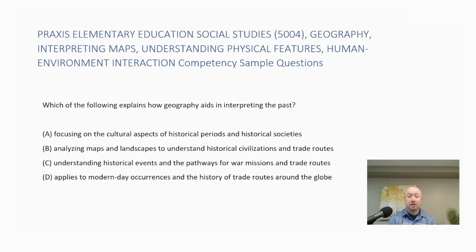All right, so let's eliminate some possibilities here. When we look at what it's asking, it's saying how geography aids. So I'm going to eliminate choice A because that focuses on cultural aspects of historical periods, so that has nothing to do with the geography. These other choices are close. They talk about trade routes, things like that. But the one thing I want to pick out from this is in choice B, it says analyzing maps and landscapes. So that is how the geography affects historical civilizations and trade routes. So I think the best answer here is choice B.